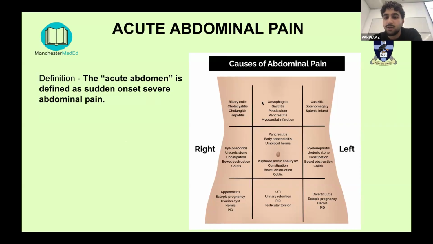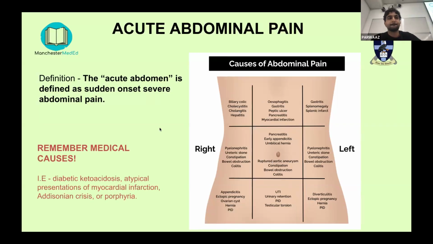Okay. On a general rule of thumb, on the upper side of things, so in the hypochondriac and the epigastric areas, the most important thing to remember is medical causes of abdominal pain. Okay. So exam questions love doing this. They'll present you with a patient who has an MI or a DKA, and it'll be presenting as severe abdominal pain. So the reason I mention this is to keep your differential list broad and not just remember GI pathology as well.